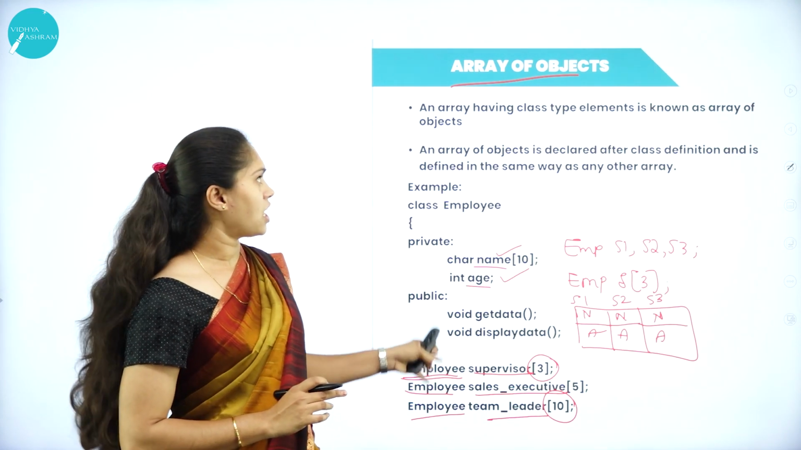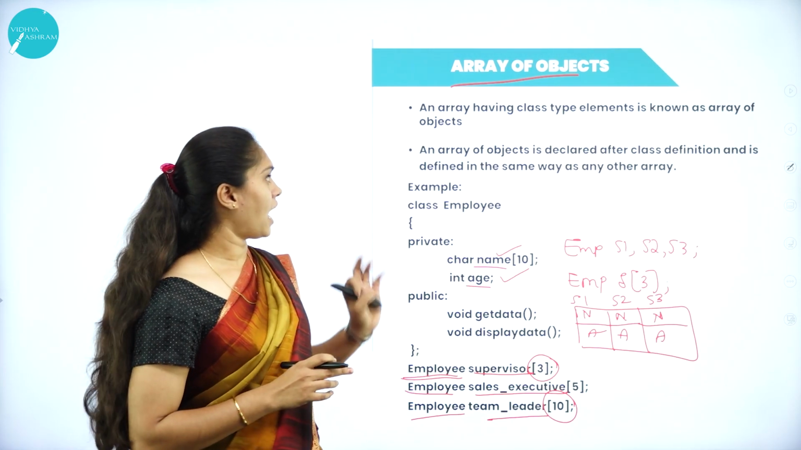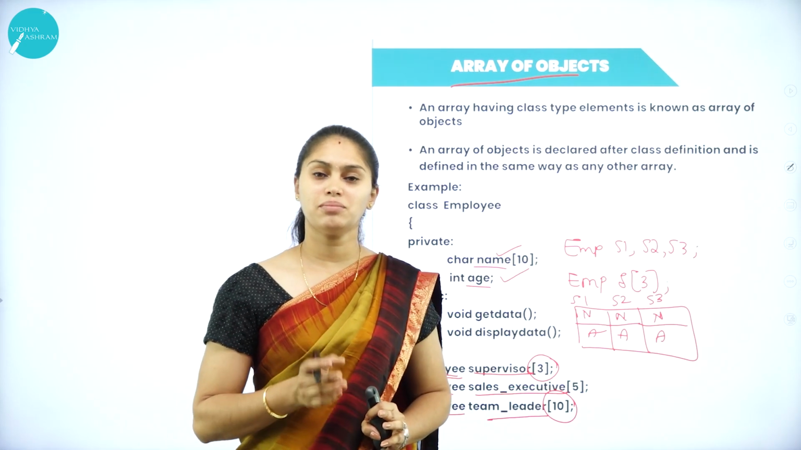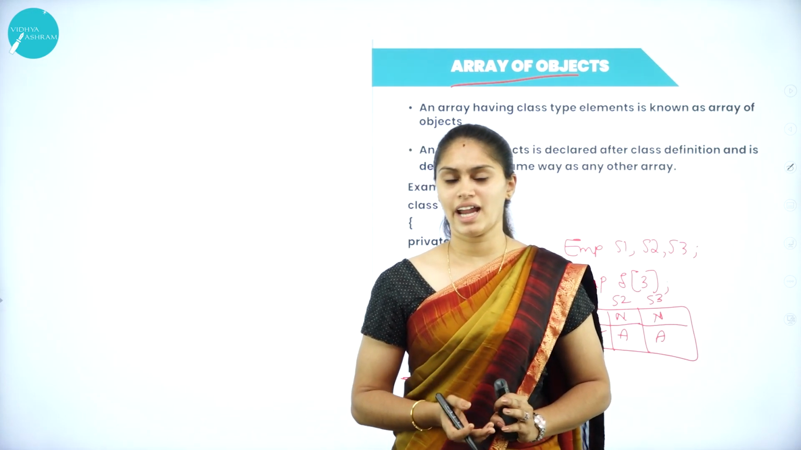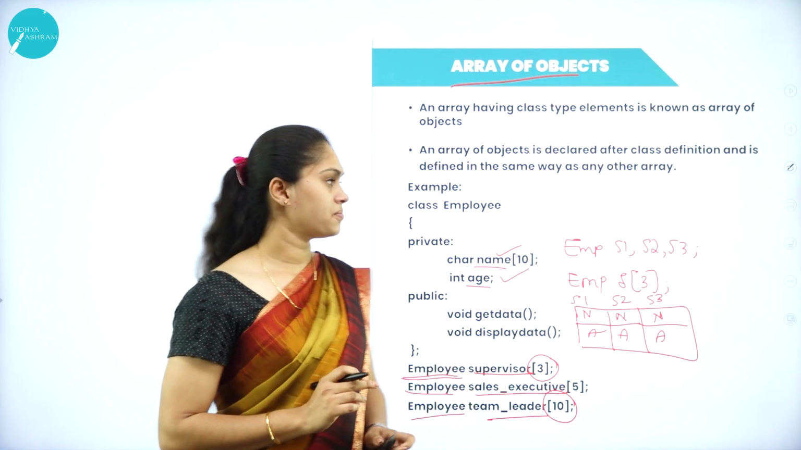Okay, so this is how array of objects is going to work. So when an array has class type elements, that is known as what? Array of objects. It must be defined outside the class. That means when the class scope ends, at that time we need to declare this array of objects. Okay.